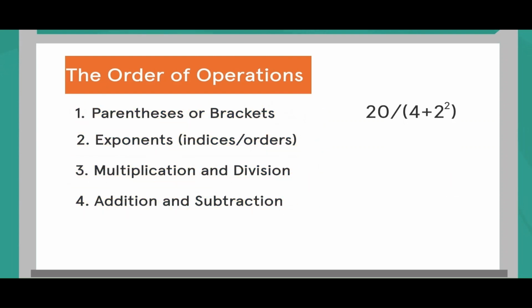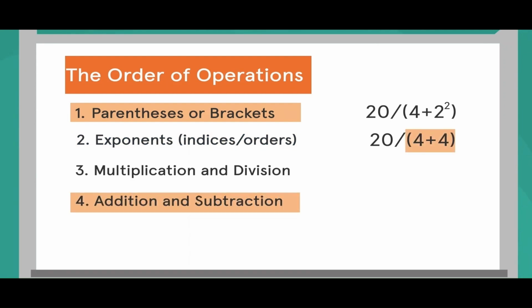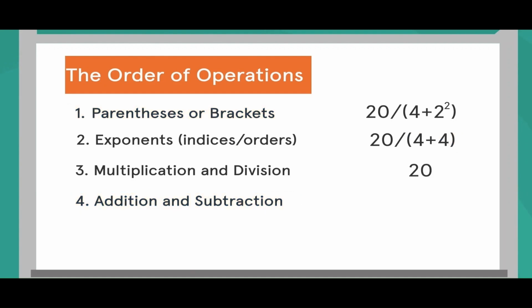What if we add parentheses somewhere to this example? When there are multiple operators within parentheses, follow the PEMDAS steps within the parentheses first. For example, within the parentheses, we have both addition and an exponent. According to our rules, exponents come before addition. So we calculate 2 squared, which gives us 4. Our equation now simplifies to 20 divided by 4 plus 4. Still working within the parentheses, we add 4 and 4 together to get 8. The equation now simplifies to 20 divided by 8. Finally, we perform the division operation, dividing 20 by 8. This gives us a result of 2.5.